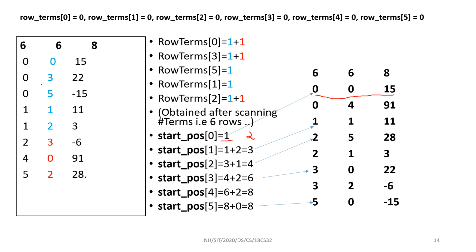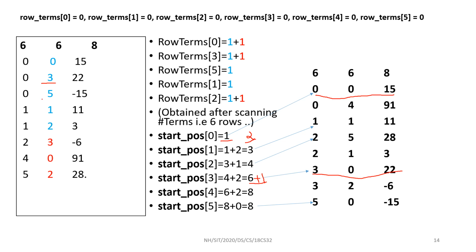Okay. What is the next one? 3. Column value is 3. Interchange that value. That becomes 3, 0, 22. Where to put that one? Go to this array. Search for the starting position of 3. You put that value here. As you put, increase this by 1. 6 plus 1. Here afterwards, if you want the starting position of 3, refer to this updated value.